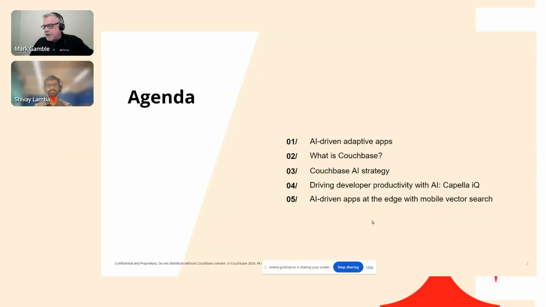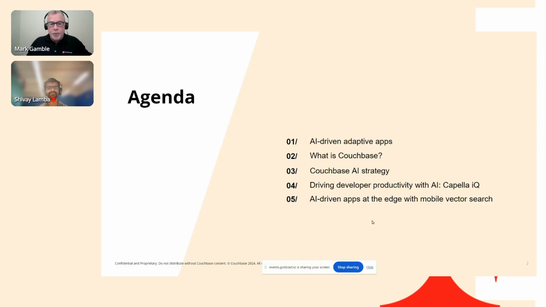So a little bit on our agenda. We're going to first talk about this notion of AI-driven adaptive applications. You know, Suzanne mentioned it, Shivay mentioned it. What does it actually mean? And then we'll talk about what Couchbase is and how it fits the requirements for an adaptive application. And then we'll get into Couchbase's AI strategy and cover off on a few of the AI capabilities that we bring to the table, including a short live demo of Capella IQ. And then the meat of the matter, AI-driven apps at the edge with mobile vector search.